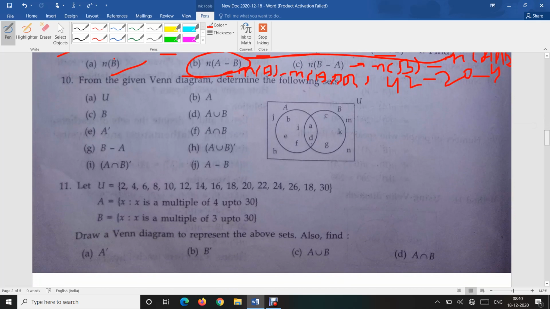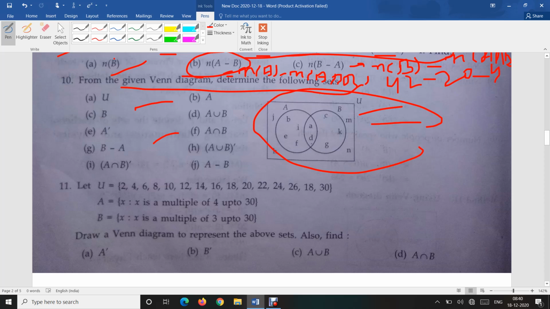Now the next is, from the given Venn diagram determine the following sets. You have to just determine the sets. Okay, you have to do this question by yourself. I am explaining question number 11, and after understanding it you can easily solve question number 10, because in question number 11 you have to draw the Venn diagram, and in question number 10 you are given the Venn diagram. You have to just find out these parts.